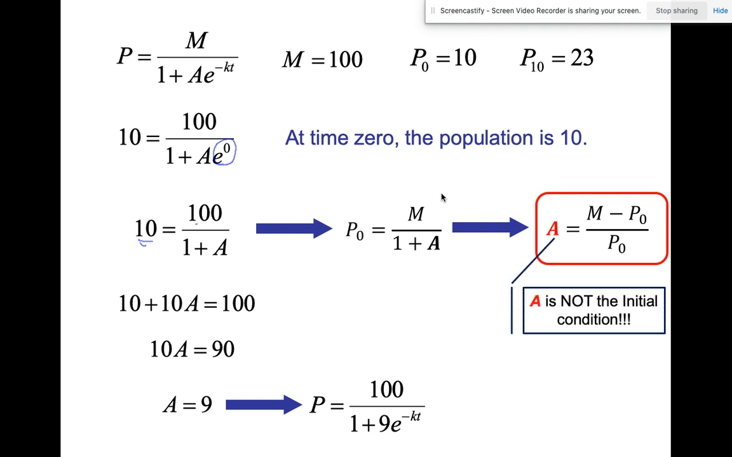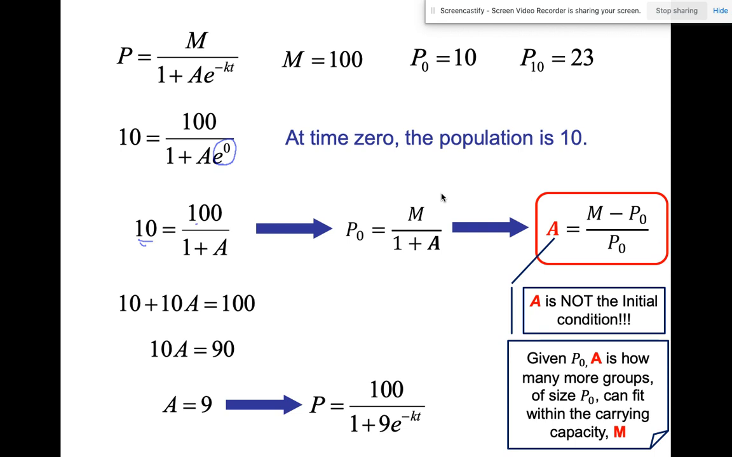But it is not the initial condition, right? How many more groups, I should say, right? Because I already had 10. So doesn't that make sense? If your initial population was 10, how many more groups of your initial population can you put into your carrying capacity? 9 more, right? 9 times 10 being 90, added to the 10 that you already had. So that's the interpretation of what A is.